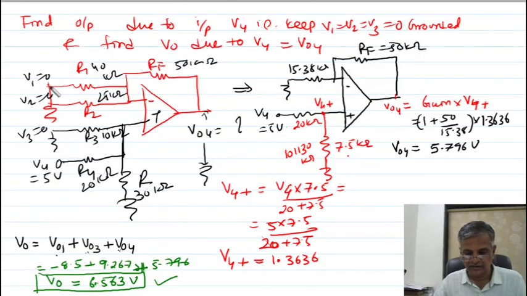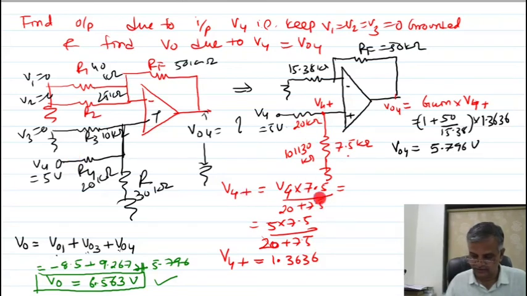Now, next for V4. For V4, what I did, V1, V2, and V3 are grounded, and V4 voltage is given. So this already we did. This and this two in parallel we did. Now here we find V4 plus. The gain is nothing but 1 plus RF by R, RF by this value multiplied by this voltage for the non-inverting amplifier. These two are in parallel, so this value is here. So I got the value of V4 plus by voltage divider. So this is the input voltage at this point, this I have kept here.